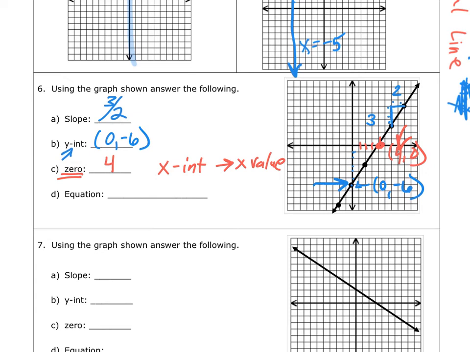Now, if I want to write an equation, I can write any equation I want, but for me, y equals mx plus b would be the easiest because I've got everything I need right there. And we're ready to go.